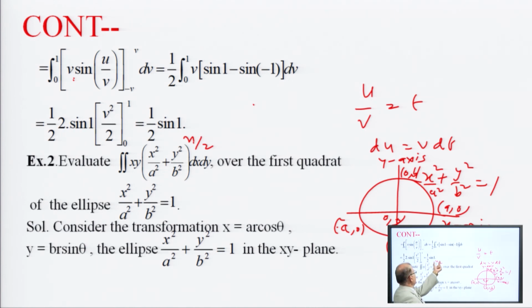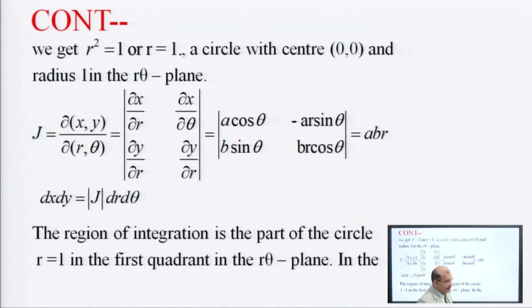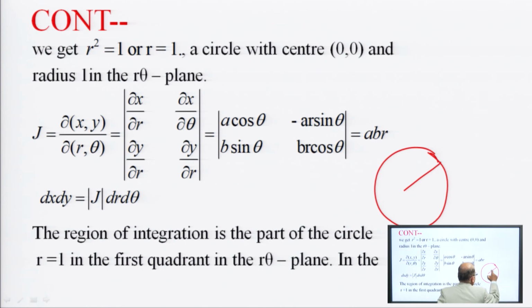Evaluate this. It is n by 2, sorry for this mistake, it is n by 2, over the first quadrant of the ellipse. Consider the transformation x equals a r cos theta, y equals b r sin theta. The ellipse x square by a square plus y square by b square equals 1 in the xy plane gives r square equals 1, which means r equals 1.